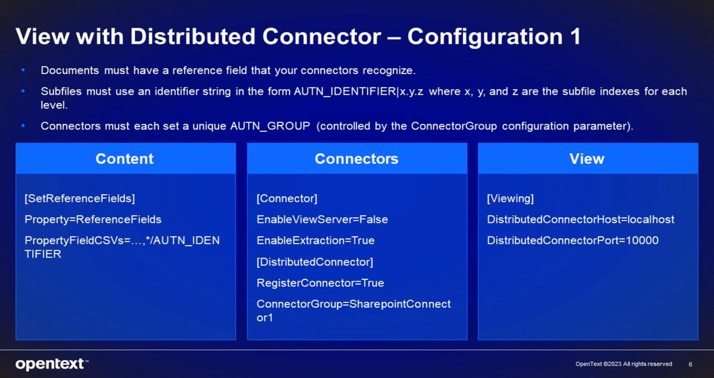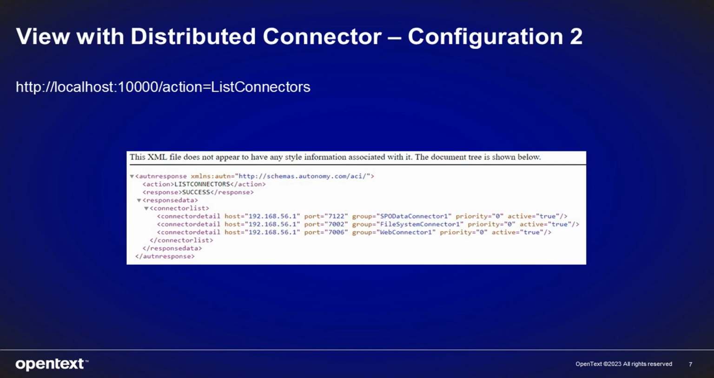On the View component, these parameters need to be set to communicate with the distributed connector. DistributedConnectorHost is the host of the distributed connector. DistributedConnectorPort is the port of the distributed connector. This slide shows the output of the ListConnectors action. Three connectors are running and registered on the distributed connector in this case: Web connector, File System connector, and SharePoint OData connector.